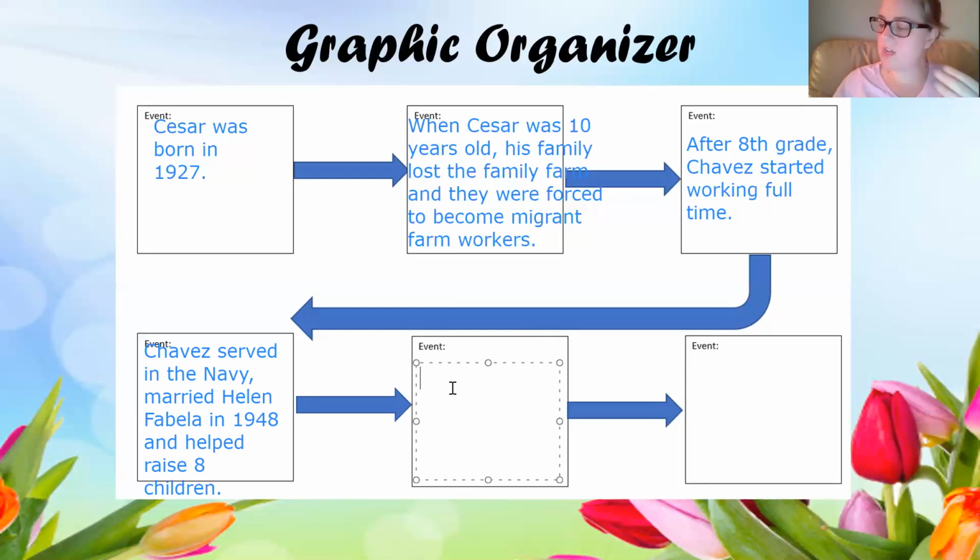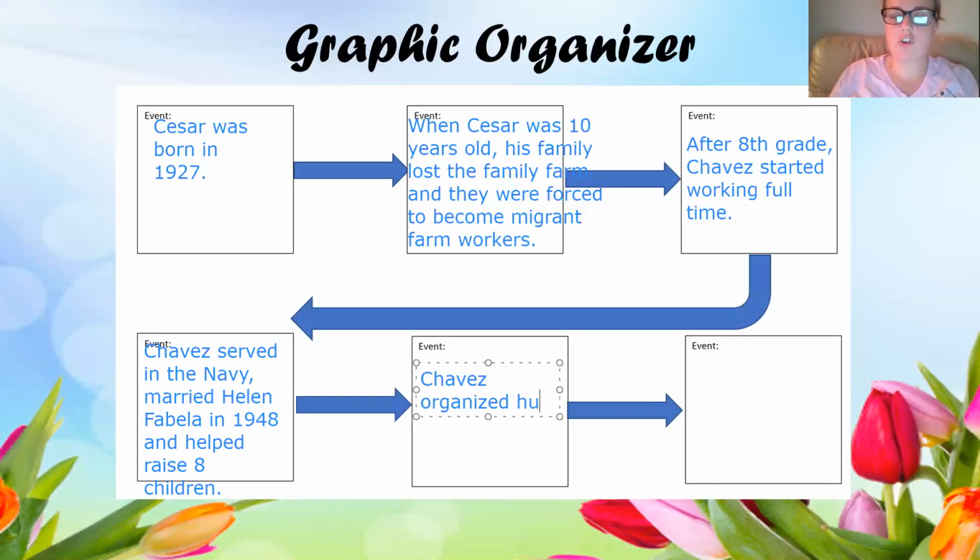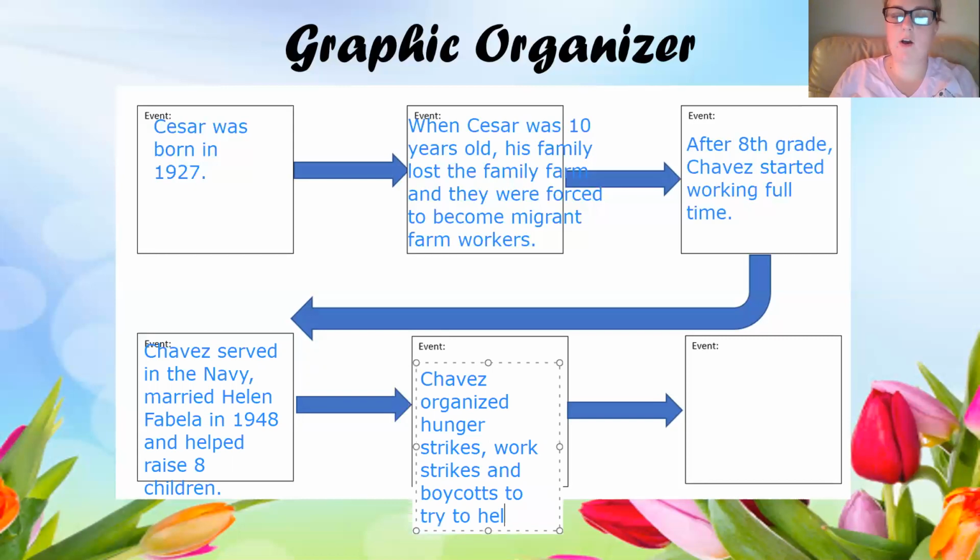So now there's a lot of information. We're only in paragraph 4 and we have 10 paragraphs. So unfortunately, we're going to have to summarize most of what we just said. We did know that he helped organize strikes, hunger strikes, and boycotts. So we're going to put all those together and say Chavez organized hunger strikes, work strikes, and boycotts to try to help migrant workers.